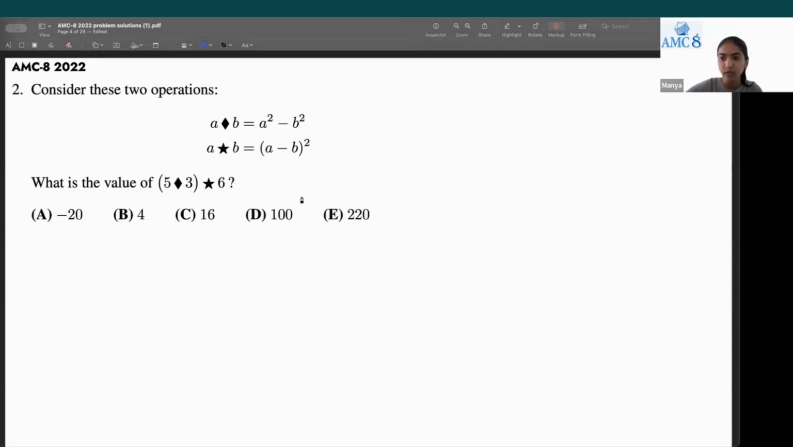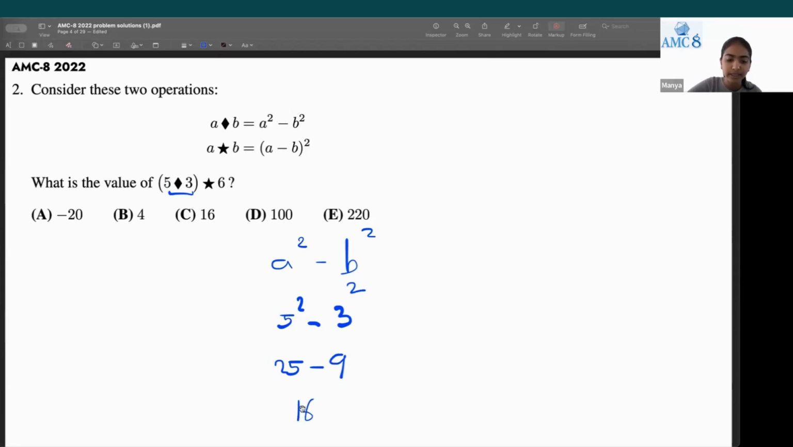Following the order of operations, we're going to do parentheses, exponents, multiplication, division, addition, and subtraction. So parentheses comes first, and we need to solve what is in the parentheses. Well, what's in the parentheses? It's going to be equal to A squared minus B squared, which is 5 squared minus 3 squared. And 5 squared is 25, just 5 times 5, and minus 3 times 3, which is 9. So 25 minus 9 is equal to 16.